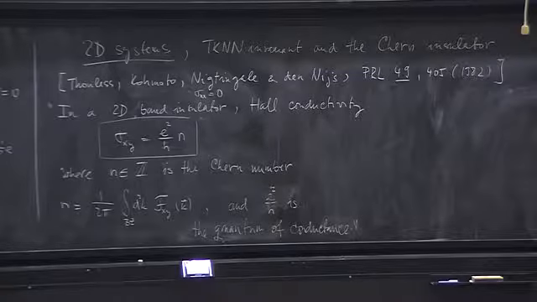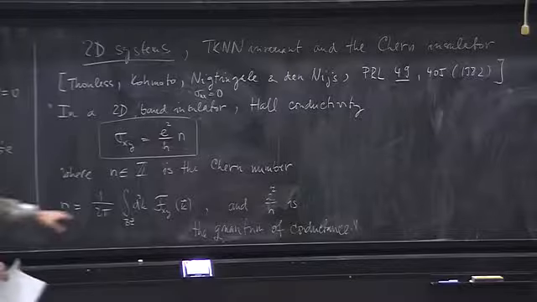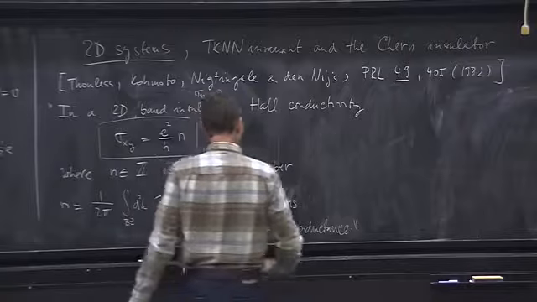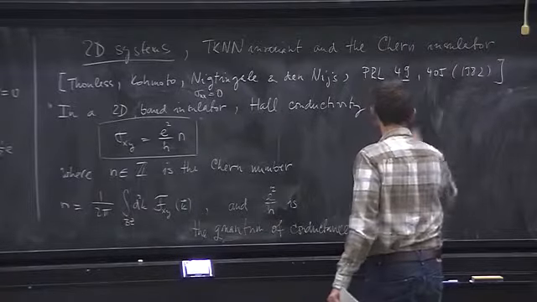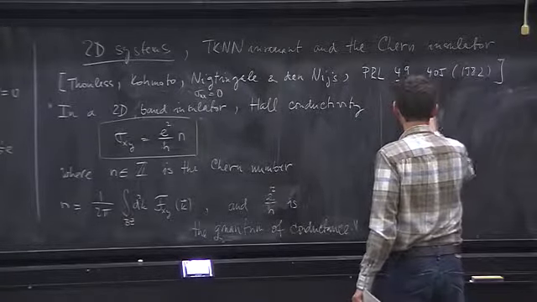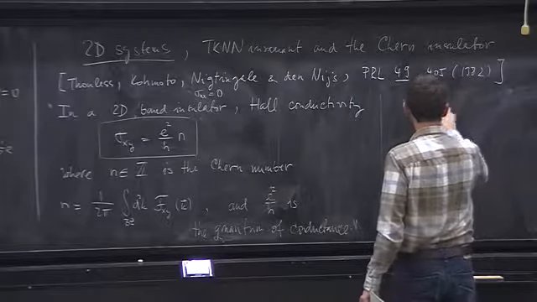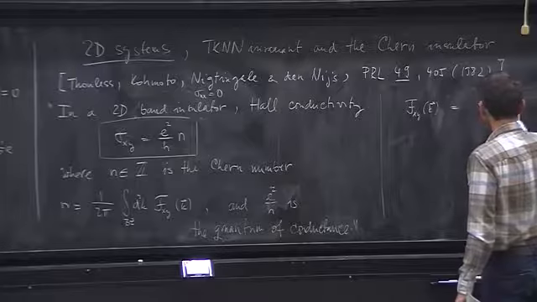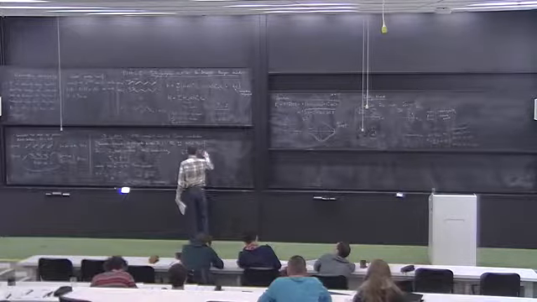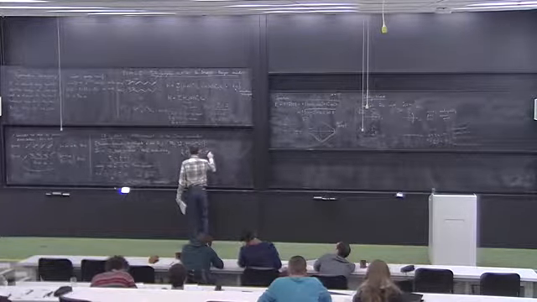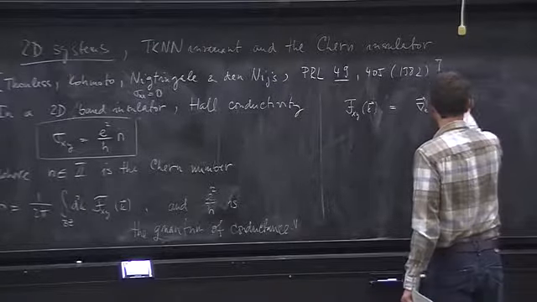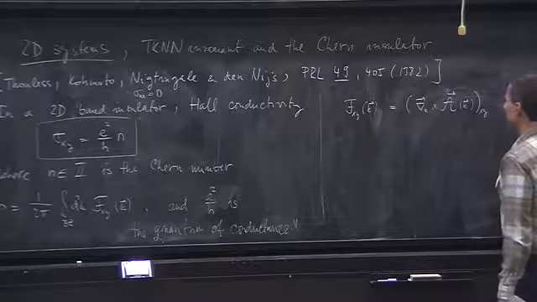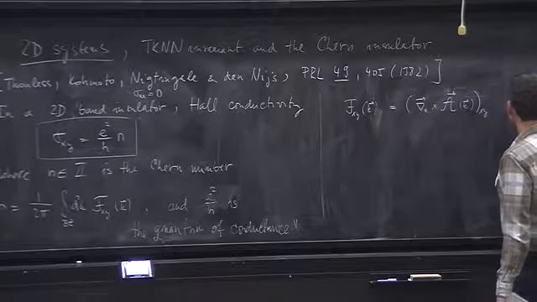Yes? F is the Berry curvature that we defined yesterday. So F here is the Berry curvature. And this has been defined as gradient k cross A of k, and I'm taking the xy component of this, and this is the Berry curvature.